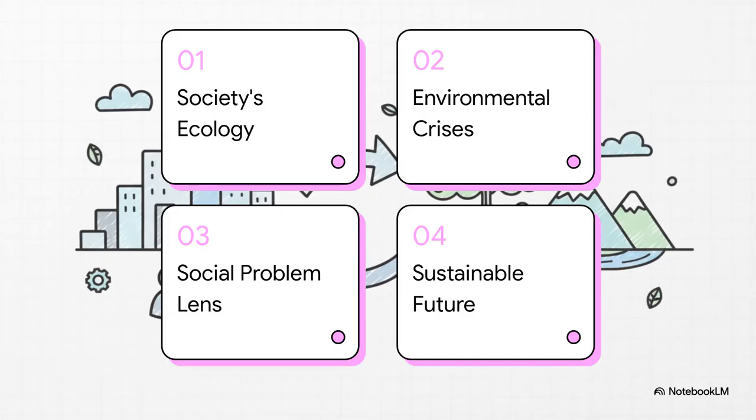So, what's on the agenda for today? First up, we're going to ask what exactly is the fundamental relationship between nature and society. Then, we'll face the tough reality of the major environmental crises we're dealing with right now. After that, we'll look at why these aren't just scientific issues, but are deeply social problems. And finally, we'll end on a hopeful note, asking, what does a sustainable future actually look like?